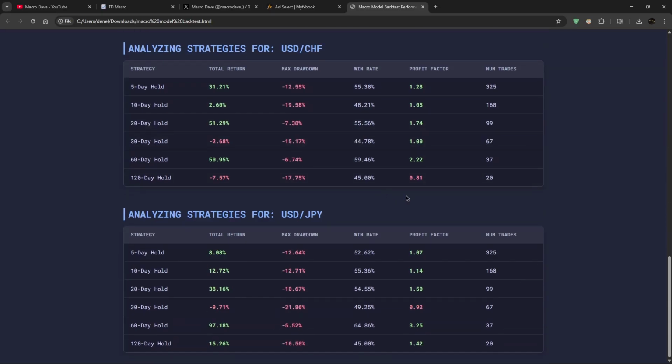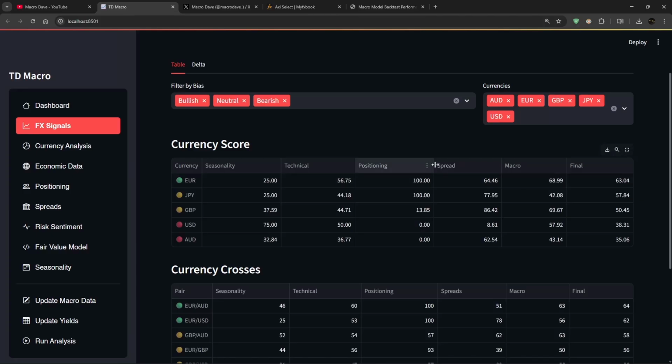USD CAD, it's similar. So the macro model, I want you guys to understand that these aren't random. These scores are not generated randomly. They aren't intuition, like, oh, I believe this is what macro should be, this is what macro should measure, or I believe this is what technical should measure. Every single one of these metrics have been rigorously back tested to ensure that they have an edge and they actually provide value.